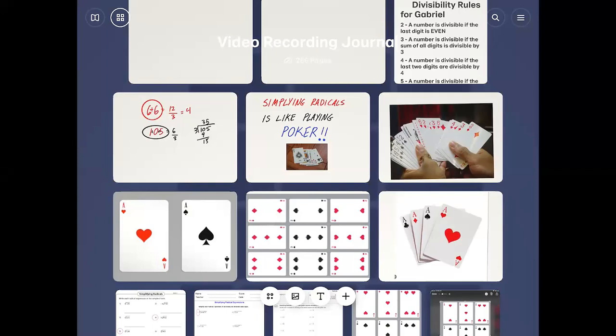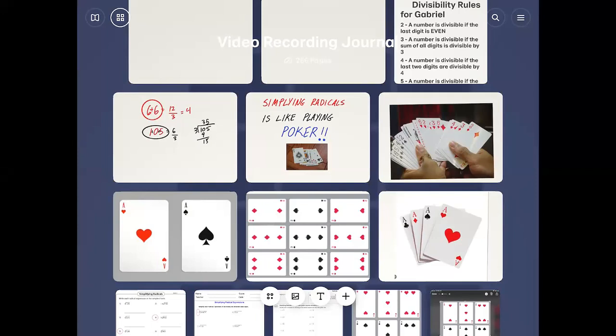I wanted to do a video on simplifying radicals. A couple of students came to me and they wanted a better, clear explanation on how to simplify radicals. So I wanted to create this video to kind of help with that process.